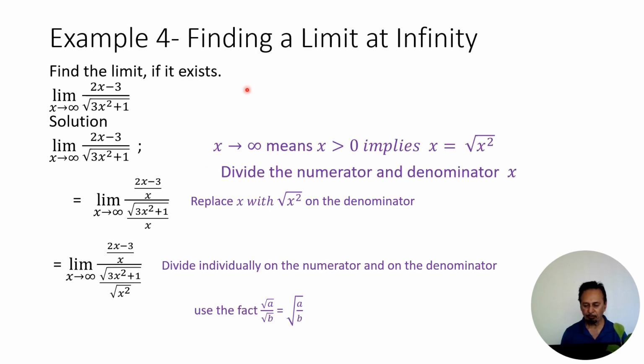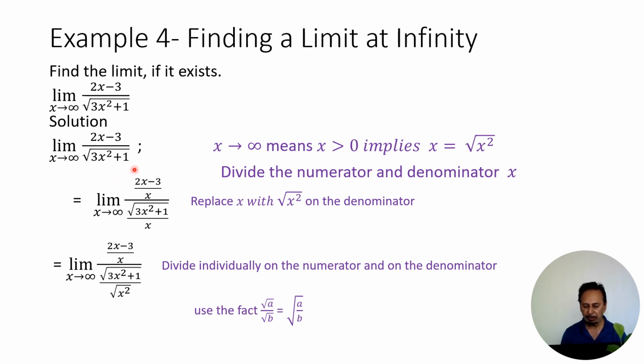So here is example 4. Now we're going to find the limit as x approaches infinity of 2x minus 3 over the square root of 3x squared plus 1. First thing we do is the same thing. If you substitute x equal to infinity, you have 2 times infinity minus 3, which is infinity. And if you substitute in the denominator, you still get infinity over infinity, which means we're going to divide the numerator and denominator by the highest power of x in the denominator.